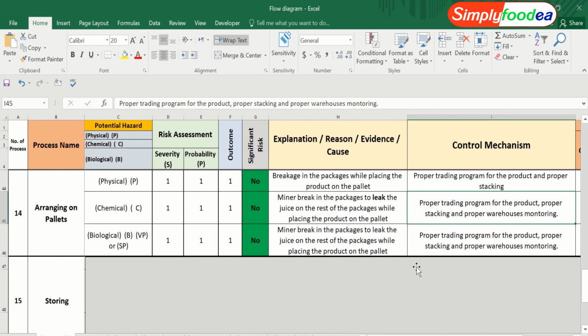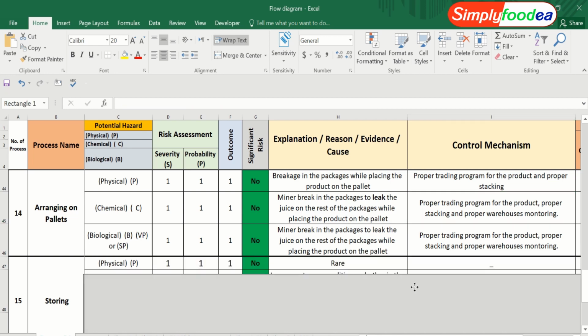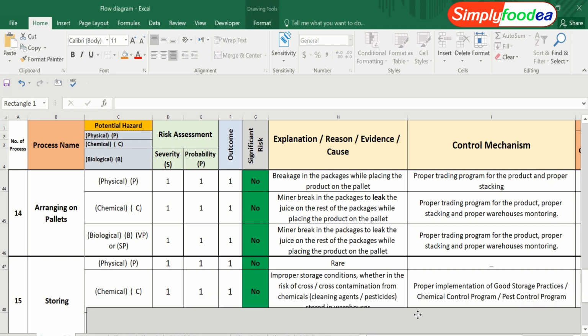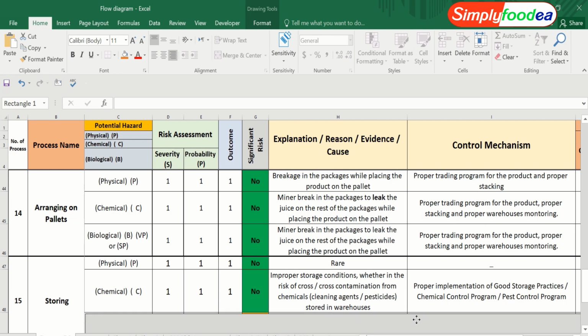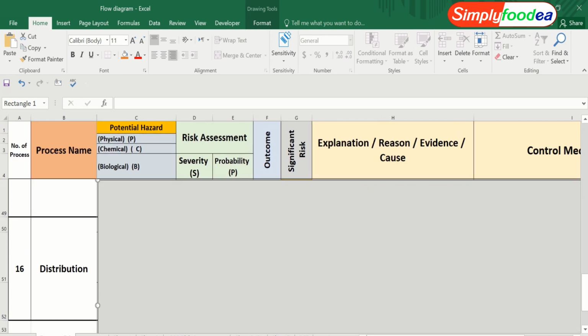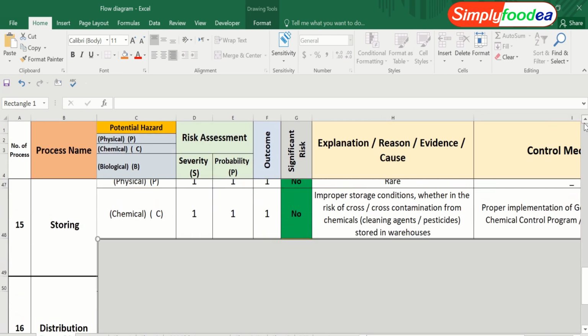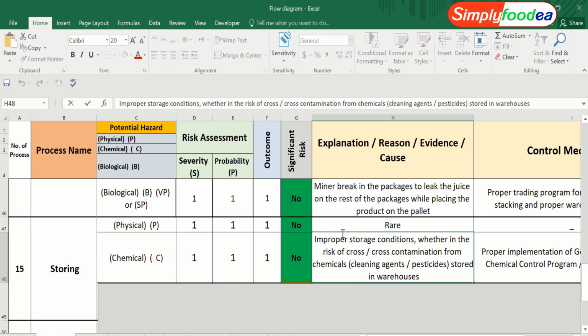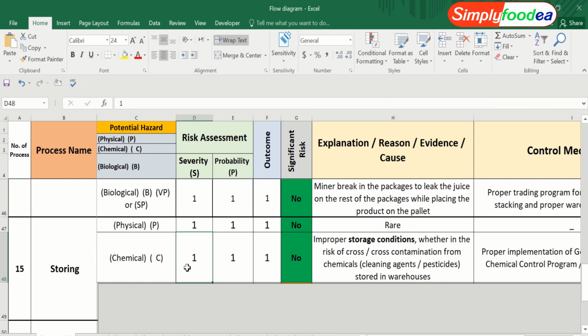This is arranging on pallets, it's a mechanical part. The physical hazard is very rare for our filled bottles, and the chemical hazard due to this is also important. Now the storing process for our products. The chemical hazard may be due to improper storage conditions. Maybe the HACCP team decides that severity will be 2. It depends on your HACCP team decision, okay?